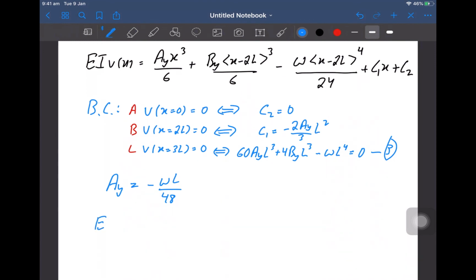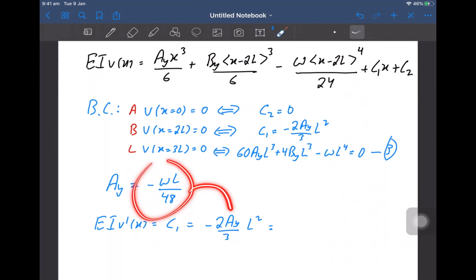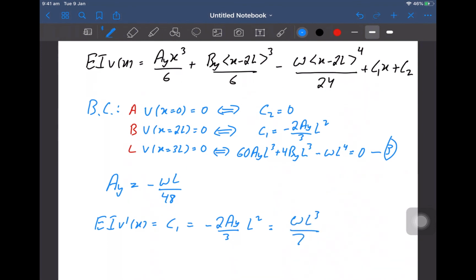So if we want the slope at A, it's going to be the first derivative of our deflection. That's equal to C1. You plug in that value that we've just found for A in there. What you'll find is that it's equal to omega L cubed over 72. A very universal value that you'll be using in structural dynamics and in design courses that you'll do later. So dv dx, slope at A is equal to omega L cubed over 72 E.